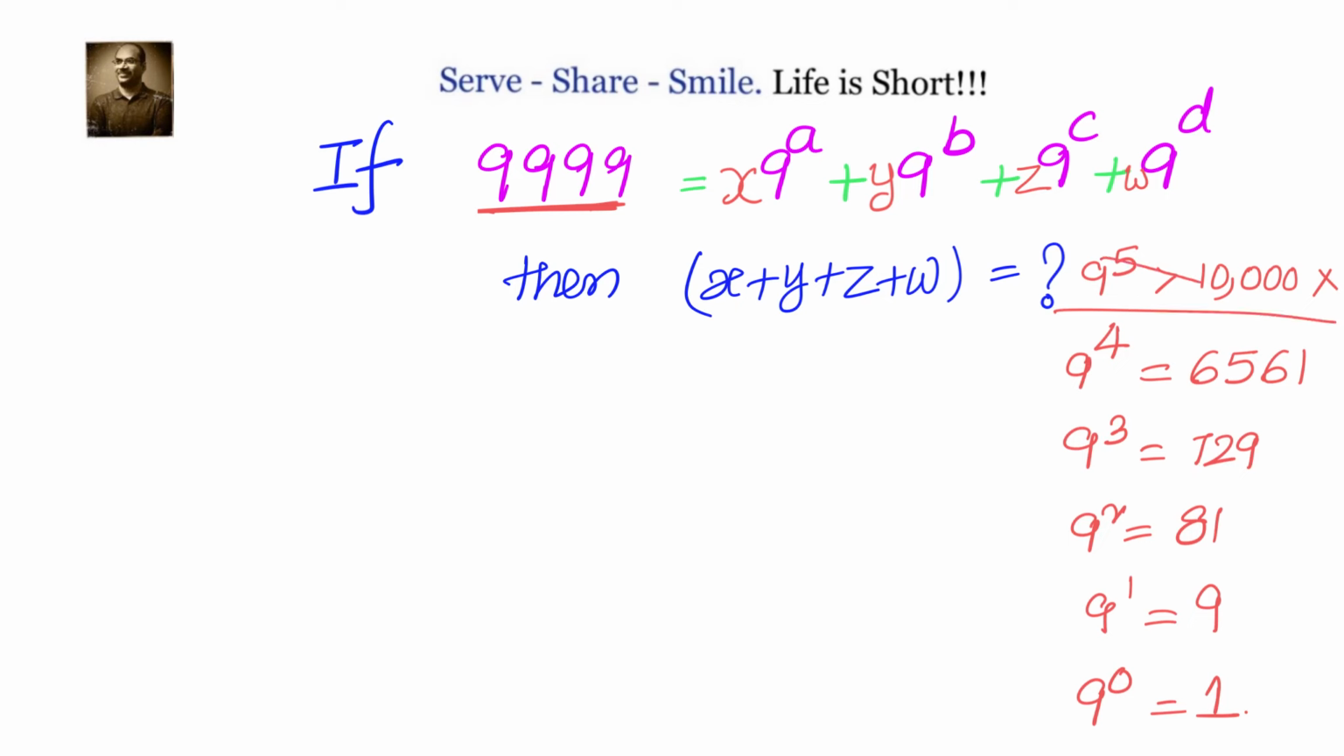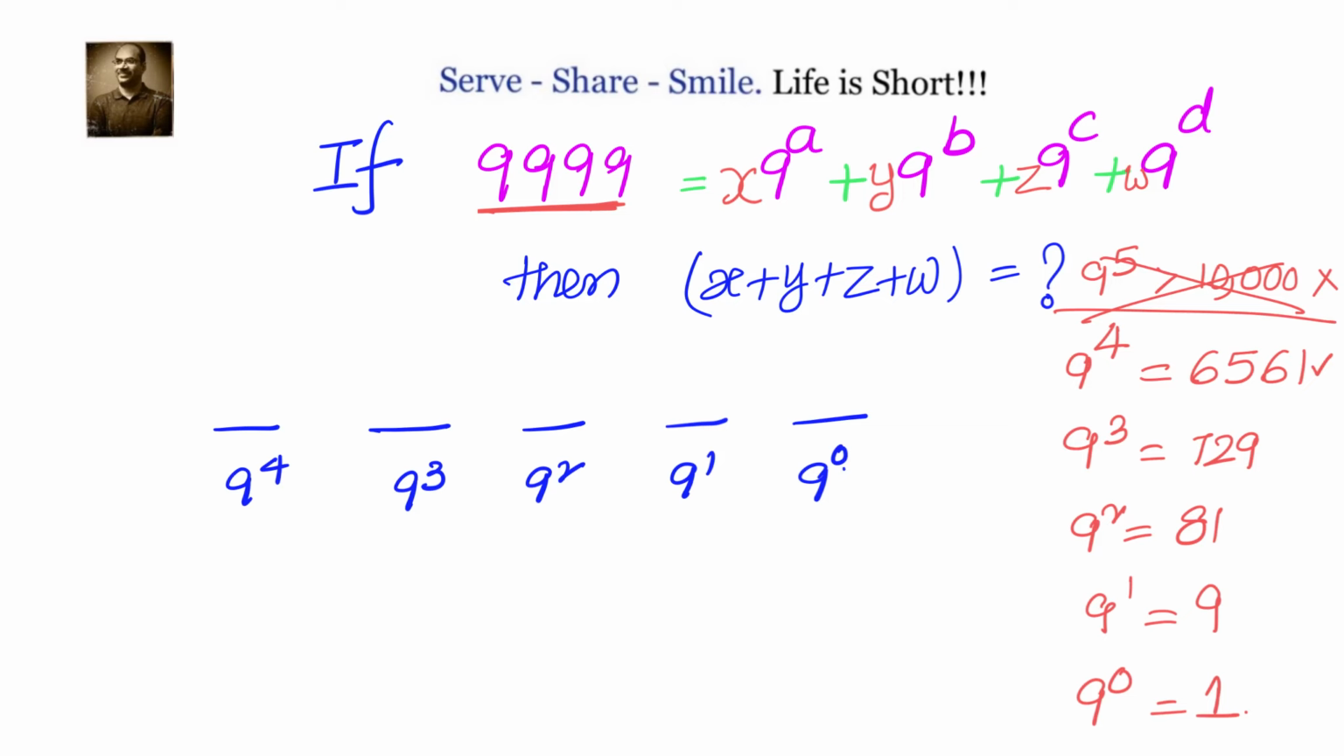9999? So we have written all the powers here: 9 power 4, 9 cube, 9 square, 9 power 1 and 9 power 0. Earlier, in base 10, we were doing this with respect to 10 power 4, 10 cube, 10 square, 10 power 1 and 10 power 0. Since we are interested in base 9 now, it will be 9 power 4, 9 cube, 9 square, 9 power 1 and 9 power 0.